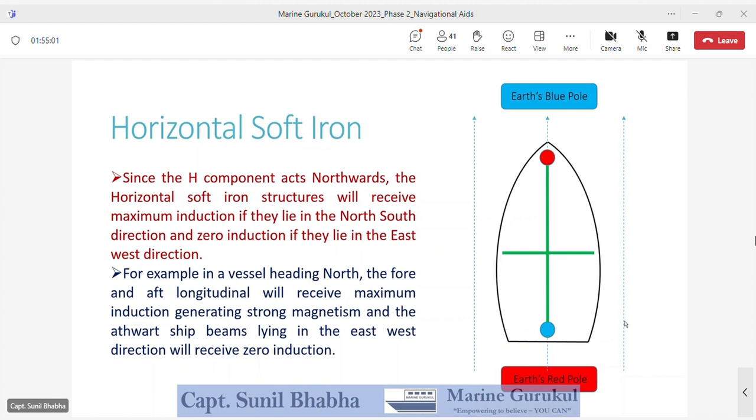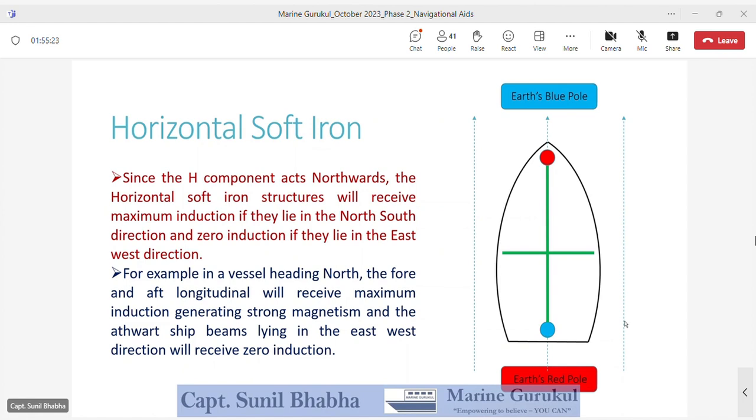Okay. And this red point and blue point on the vessel will change depending on which heading we are. Certainly, beta. If you move on an easterly heading, the fore and aft longitudinal is going to lose everything and the outward ship beam is going to acquire maximum. Okay, thank you. Thank you.